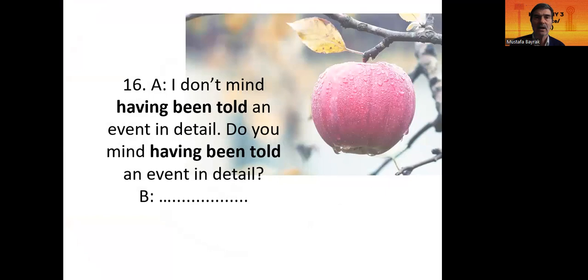Dialogue 16a. I don't mind, verb plus ing. I don't mind having been told, okay? If you say, I don't mind telling, I don't mind having told, active, but I don't mind having been told an event in detail. Do you mind having been told an event in detail? No, I don't mind having been told an event in detail.